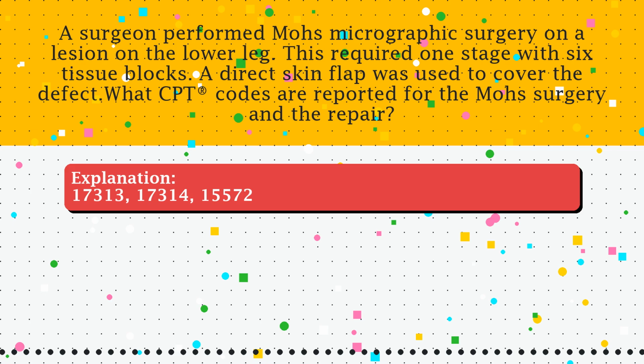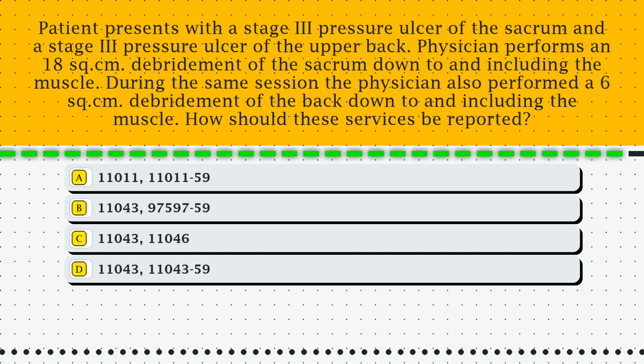Question 37. Patient presents with a stage 3 pressure ulcer of the sacrum and a stage 3 pressure ulcer of the upper back. Physician performs an 18 sq cm debridement of the sacrum down to and including the muscle. During the same session, the physician also performed a 6 sq cm debridement of the back down to and including the muscle. How should these services be reported?